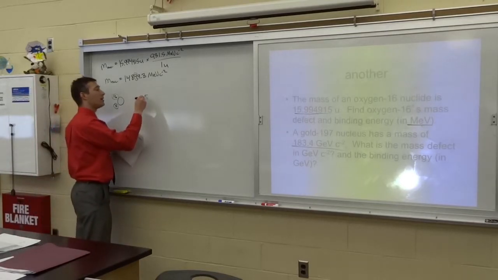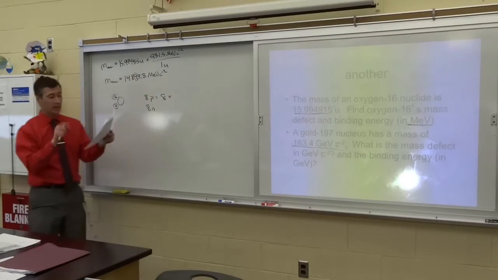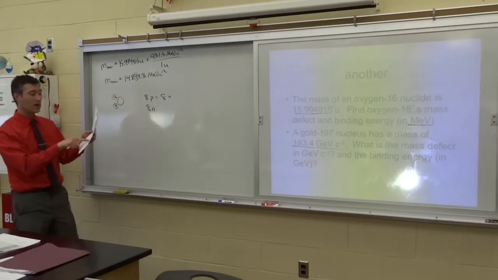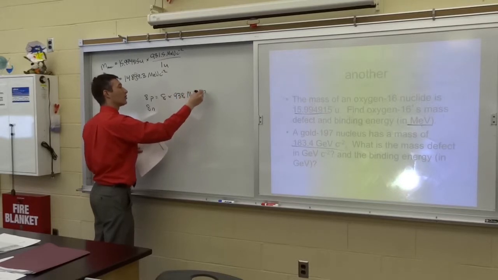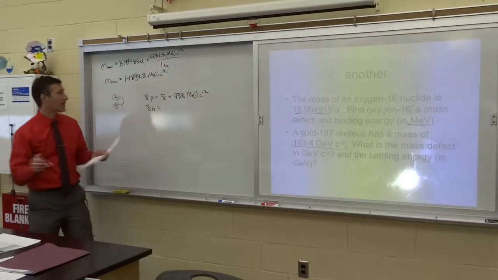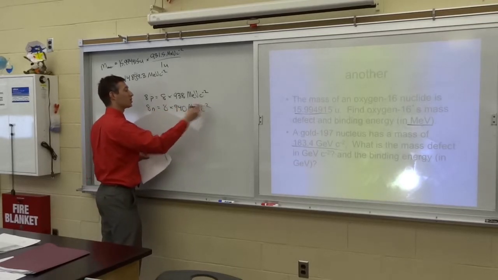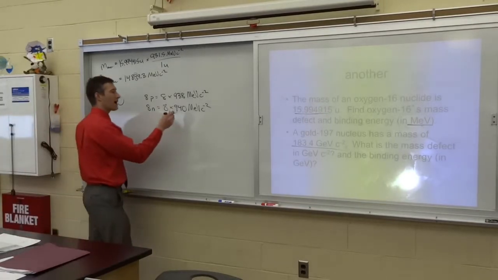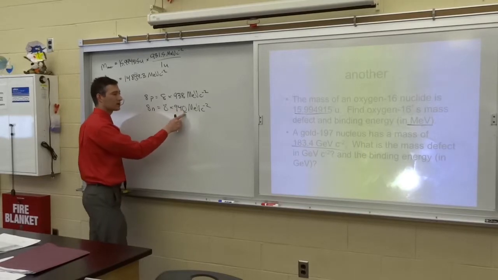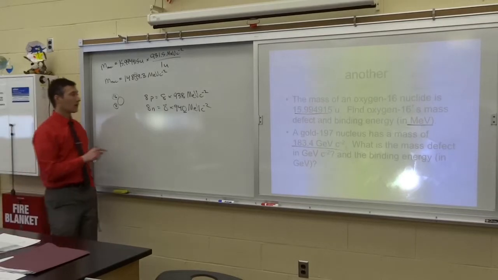So I need to find the total mass of 8 single protons and 8 single neutrons. I can look in the data booklet and see that a single proton has a mass of 938 MeV per c squared. And then the neutron is a little bit heavier than that. It's 940 MeV per c squared. And we did remind ourselves last time that IB does mistakenly consider this 0 significant, so both of these have 3 significant digits. All right.